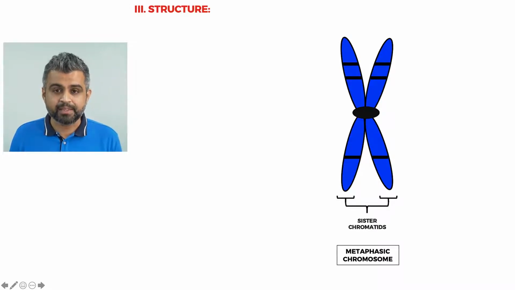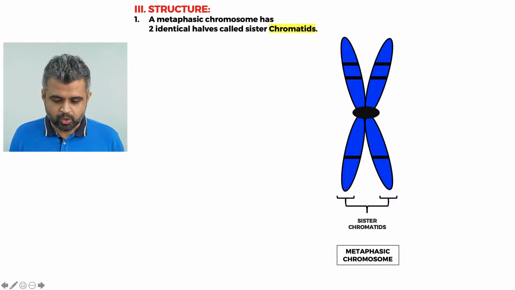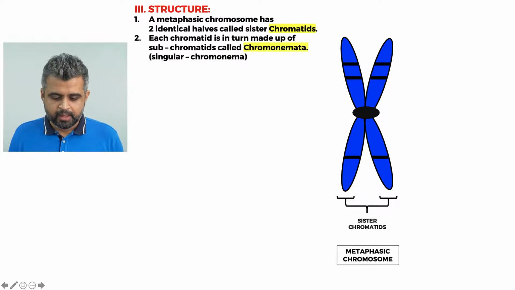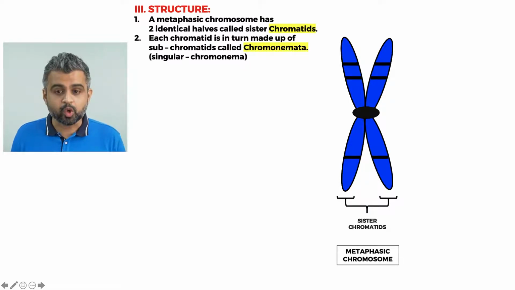This is a metaphasic chromosome, and it is showing the two sister chromatids which are joined together at the centromere. These are things which you already know. So a metaphasic chromosome has two identical halves which are called sister chromatids, and each chromatid in turn is made up of subchromatids called chromonemata.